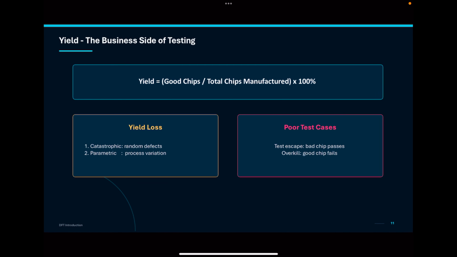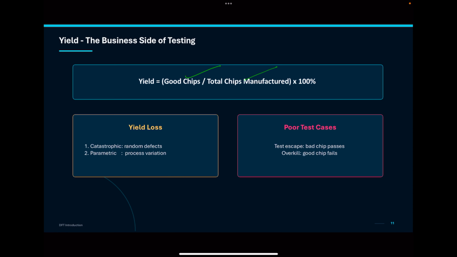Let's understand what yield is. Yield is one of the most important metrics in semiconductor manufacturing. Simply put, yield tells us what percentage of the manufactured chips are actually good and can be sold. As shown here, yield is calculated as the number of good chips divided by total chips manufactured. For example, if we manufacture 1000 chips and 950 pass all tests, the yield is 95%. Naturally, higher yield means more sellable products, lower manufacturing cost per chip, and higher profits.